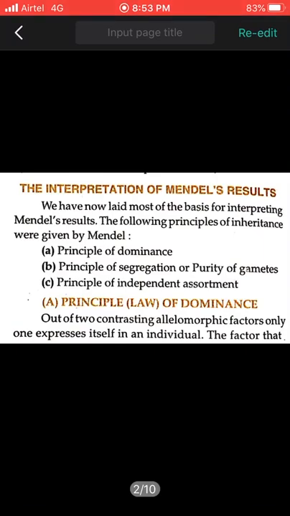First, the principle of dominance, or we can say the law of dominance. Second, the principle of segregation, or purity of gametes; in place of principle we can also use law of segregation or purity of gametes. Third, the principle of independent assortment. Okay, these are the laws. Each law is explained with the help of the words used in it. Let the first law be the law of dominance.